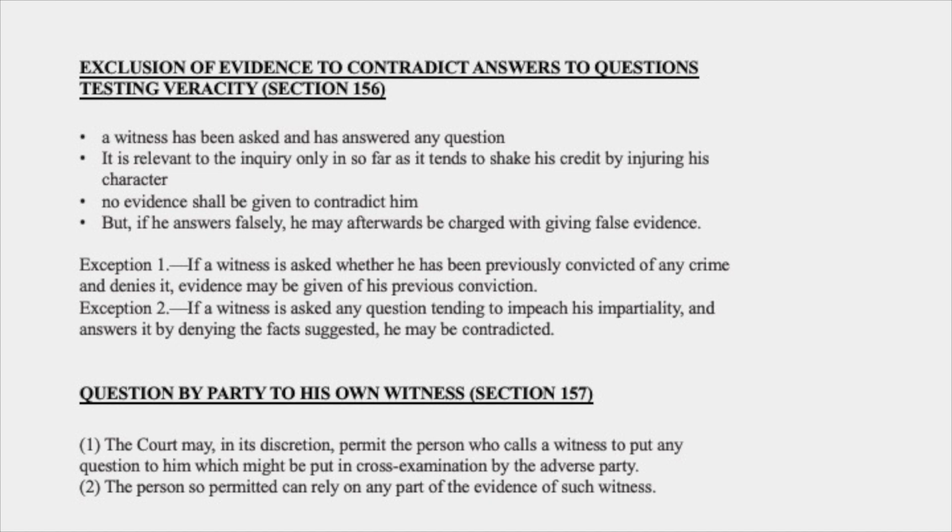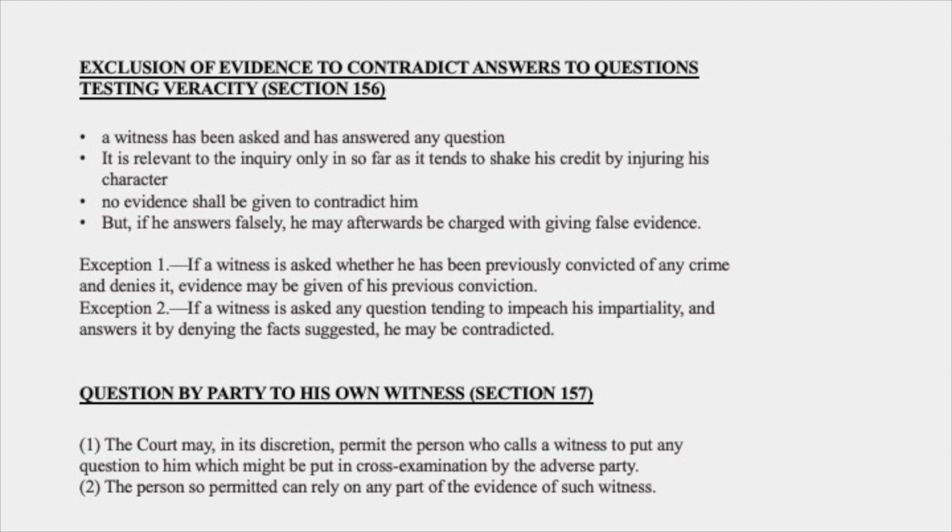The first exception is that if a witness is asked whether he has been previously convicted of a crime and he denies it, then evidence may be given of his previous conviction. The second is if a witness is asked any question which is going to impeach his impartiality, and he answers by denying the fact, and he is contradicted. In such cases, evidence may be given.